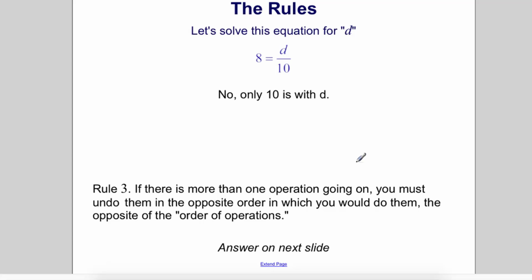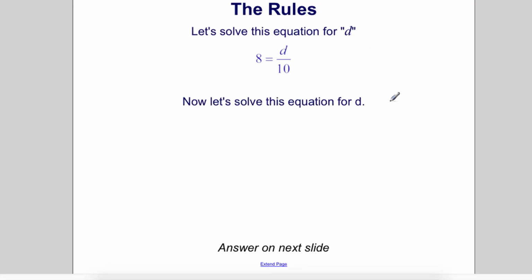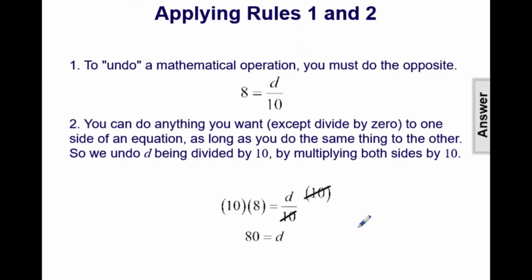If there's more than one operation going on, you must undo them in the opposite order in which you would do them. So that would be the opposite order of operations. So PEMDAS backwards. All right, let's go ahead and solve this equation for D, applying rules 1 and 2. Rule number 1 says to undo a mathematical operation, you must do the opposite.